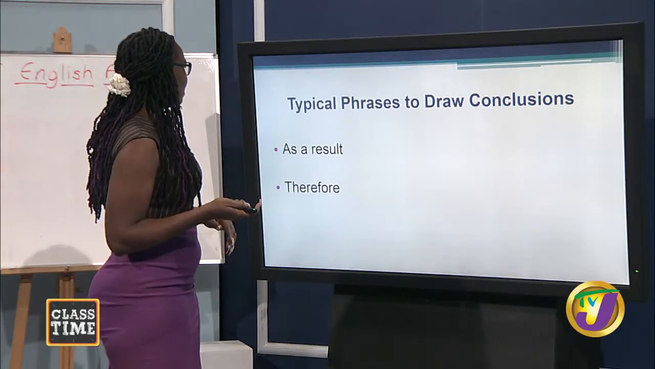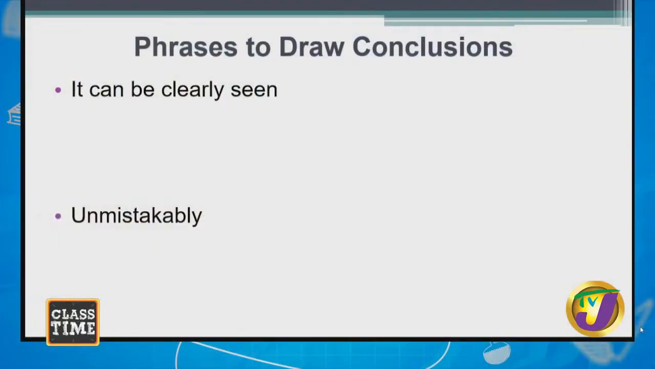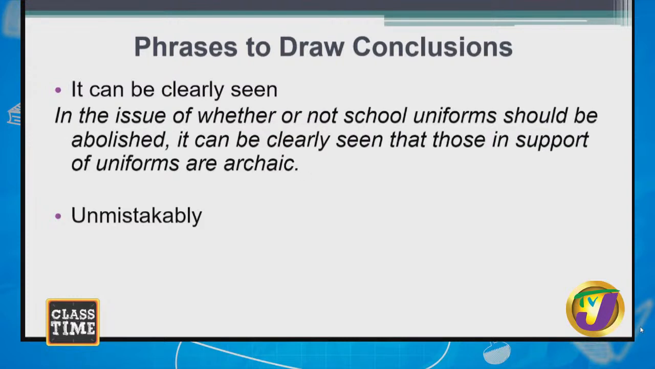So let's look at some possibilities now. So here are two. "It can be clearly seen," or you can use "unmistakably." How can you use these two to draw conclusions? What can you do with them in a sentence to draw a conclusion based on the scenario we are working with? All right, so here's a possibility. In the issue of whether or not school uniforms should be abolished, it can be clearly seen that those in support of uniforms are archaic. So you're again stating something that seems like the obvious conclusion to draw.